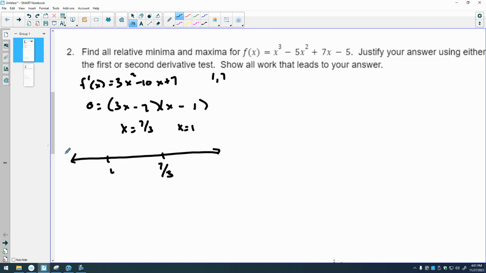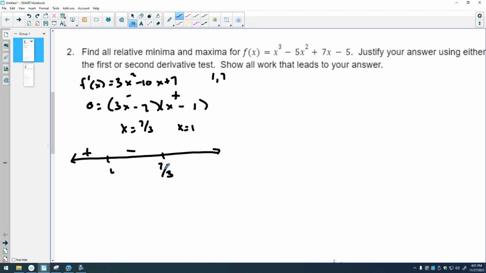Okay, so I'm going to plug in a value into my derivative that is less than 1, like 0. So plugging in 0, I go to factored form, it's easier. 0 times 3 is 0, minus 7 is a negative number. 0 minus 1 is a negative number. And a negative times a negative is a positive. Remember, I don't really care about the value, I just care about its sign. Something between 1 and 2.333, like 2. 2 times 3 is 6, minus 7 is still negative. 2 minus 1 is now positive. A negative times a positive is now a negative.